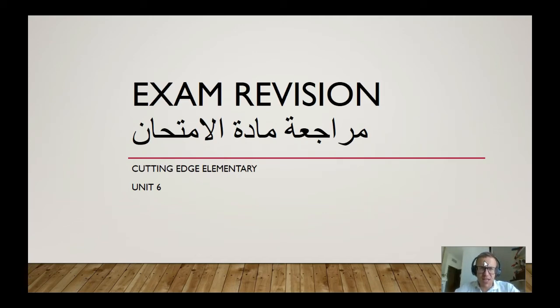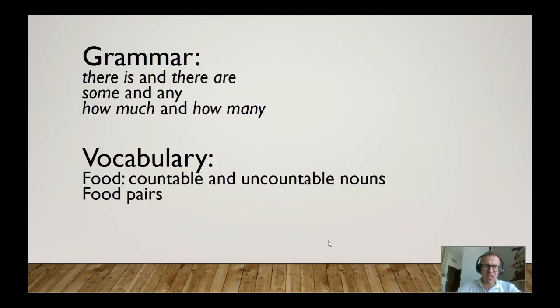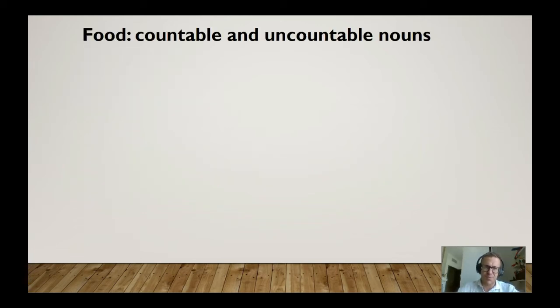Hi, this is an exam revision video to help students with Cutting Edge Elementary Unit 6. In this unit, you studied the grammar there is and there are, some and any, and how much and how many. The vocabulary was food, countable and uncountable nouns, and food pairs. So like the other videos, I will just give a short review of each of these grammar and vocabulary points.